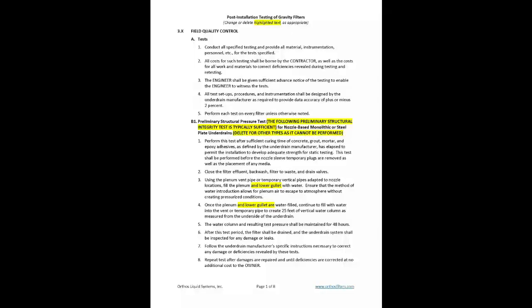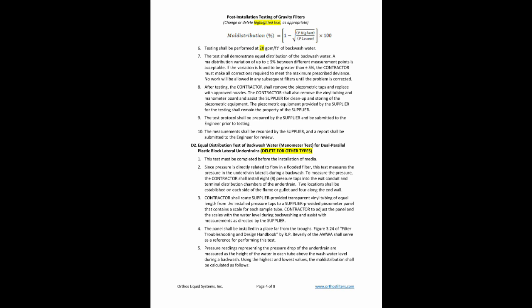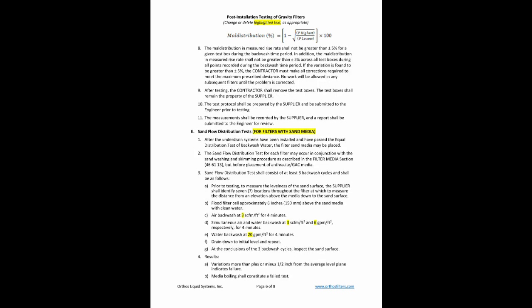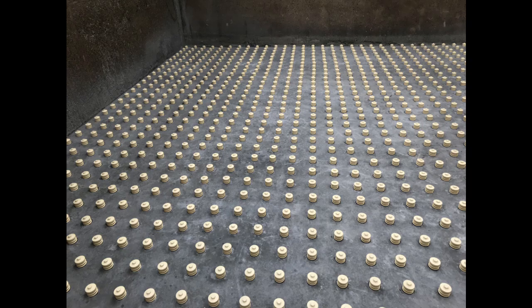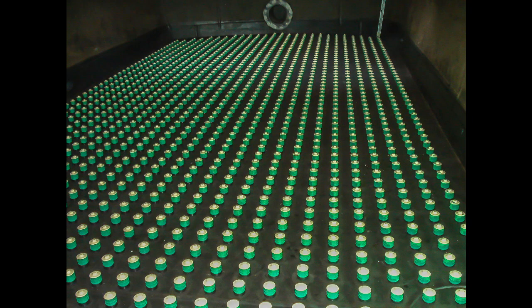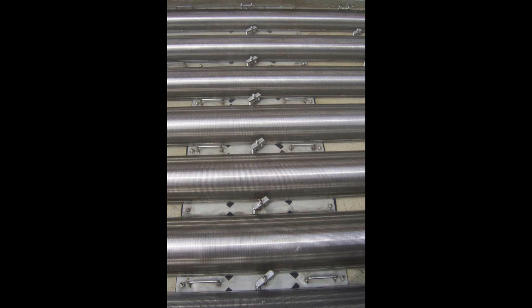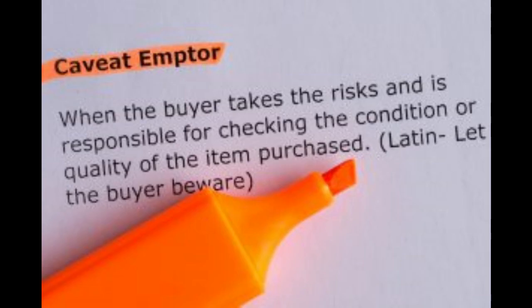interest of the owner. Orthos has created a free CSI format testing spec section for owners and engineers to use to validate gravity filter performance. This Word doc download details 5 important tests for different types of underdrains, to include nozzle-based monolithic or steel plate floors, dual parallel plastic block underdrains, and wedge wire screen or folded sheet metal lateral systems. These tests must be done, or how does the owner know what they're buying?